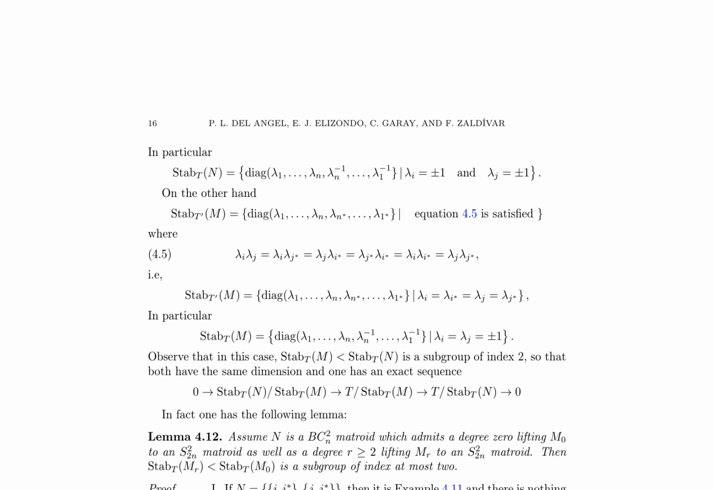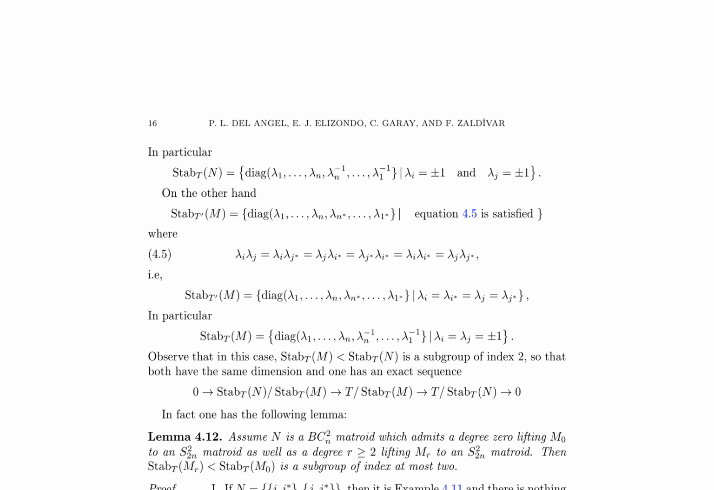emphasizing their relationship and properties. Matroid N is assumed to be a BC2N matroid, which admits both a degree 0 lifting M0 to an S22N matroid and a degree r greater than or equal to 2 lifting Mr to an S22N matroid. The stabilizers of these matroids, denoted as stab T, N, and stab T, M, are examined in detail. The paper begins by defining the stabilizers for N and M, noting that stab T, M, is a subgroup of stab T, N, with an index of at most 2.